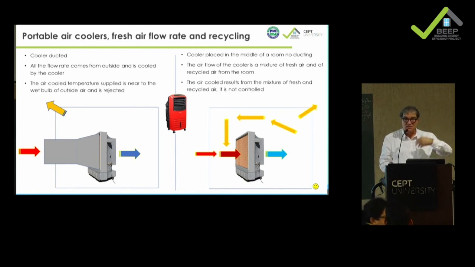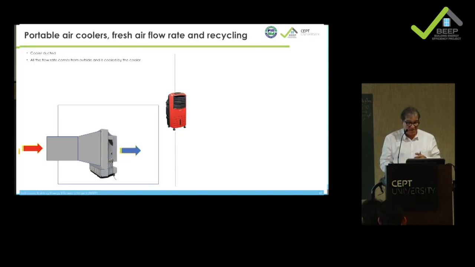That means it just takes the air from wherever it comes. If you have a cooler which is ducted, that means you have a duct going through the envelope and you are actually taking fresh air from outside. Then the air that you cool is nearing the wet bulb, that means the saturation curve that we were discussing. And the air will then be rejected.